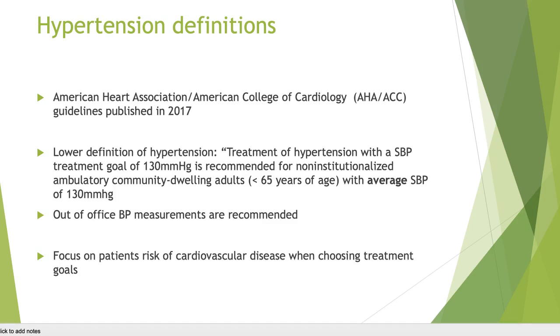There are also guidelines from the American Heart Association and the American College of Cardiology. They published guidelines in 2017. Some of these are very similar. The lower definition of hypertension is the treatment of hypertension with a systolic blood pressure goal of less than 130 millimeters of mercury. And this is just us working on tighter control of blood pressure.